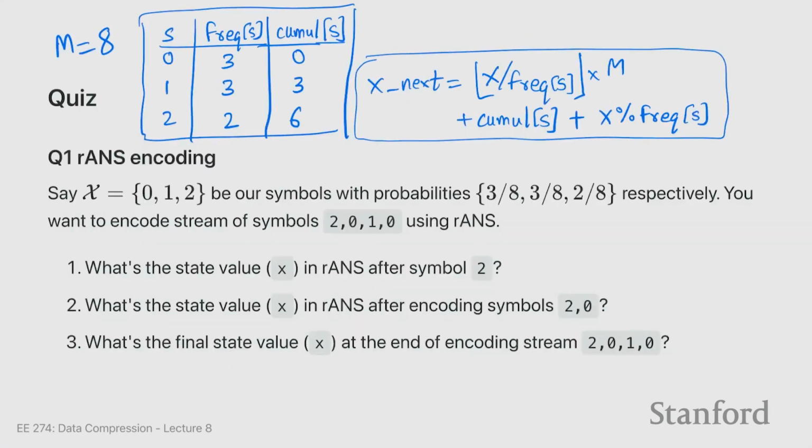So we have this formula. Let's just do it. I won't spend too much time. Talk to us later if you didn't get these.